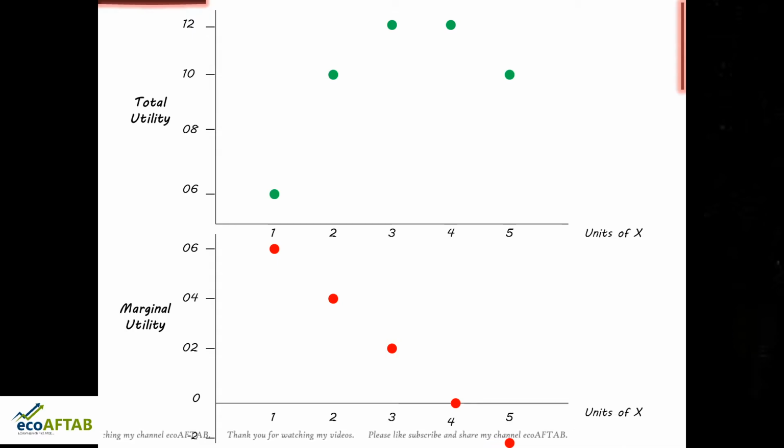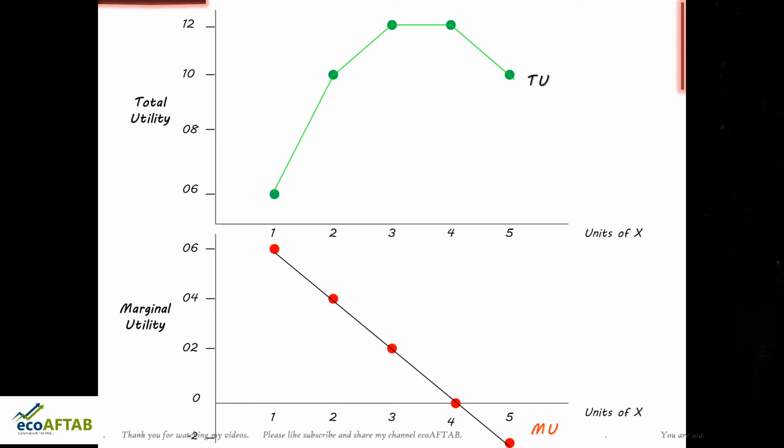So if you join all the points of marginal utility and units, we get a curve, and that curve is called the marginal utility curve. Similarly, when you join all the points of the total utility, you get a curve which initially is moving up but at a diminishing rate, and after a particular point it becomes constant, and then it is declining. This is our total utility curve.